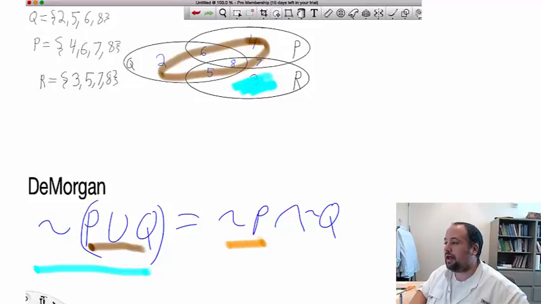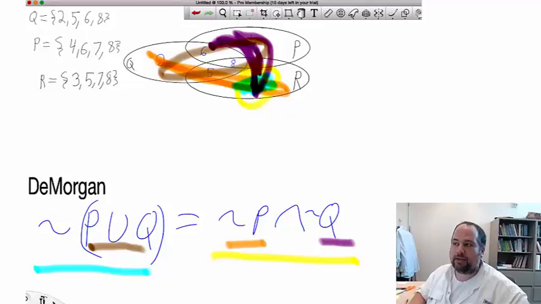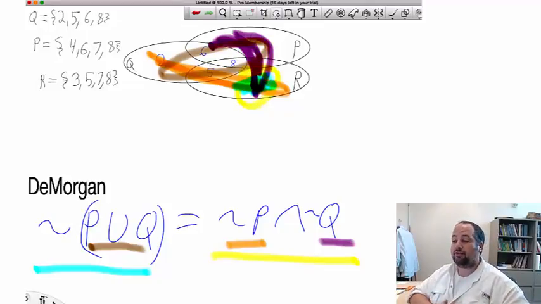What about not P? Well, not P is, for our purposes, this, right? Then what is not Q? Not Q is this right here. What is the intersection of not P and not Q? And that's going to be, you can't see it, but that's a 3, right? So 3 is the answer for both of them.